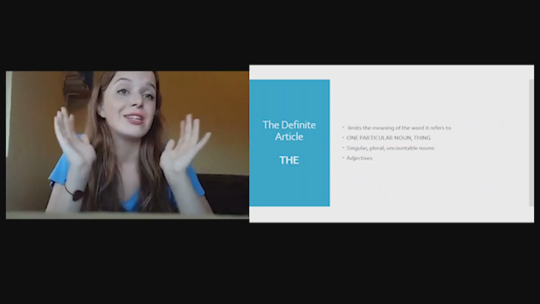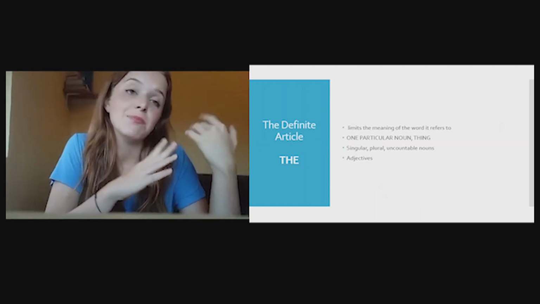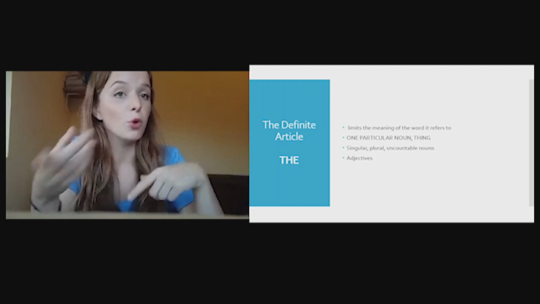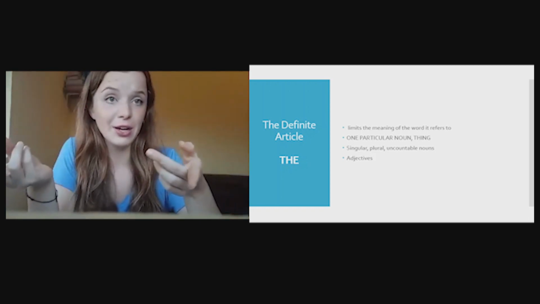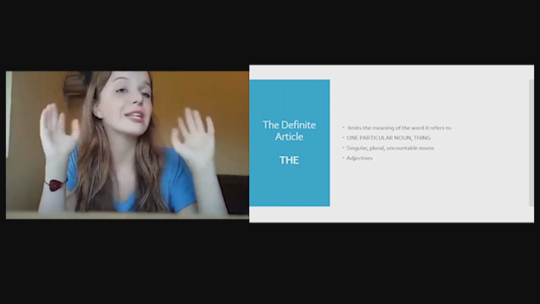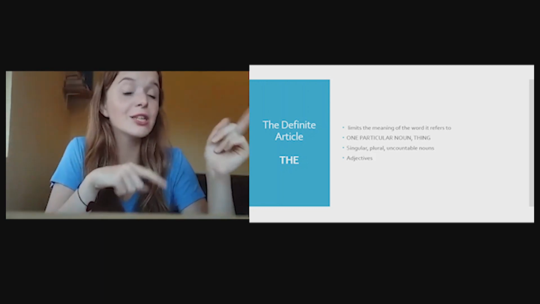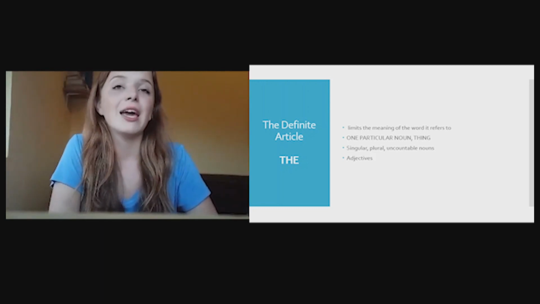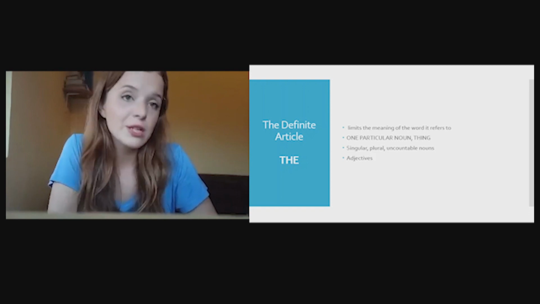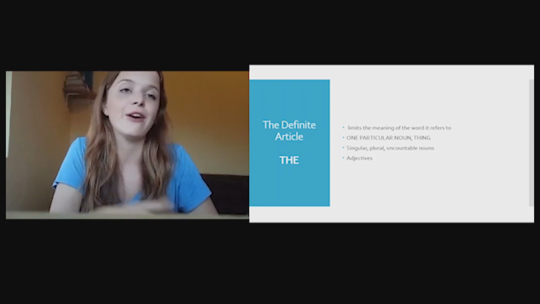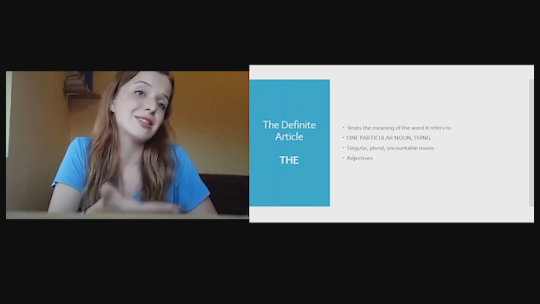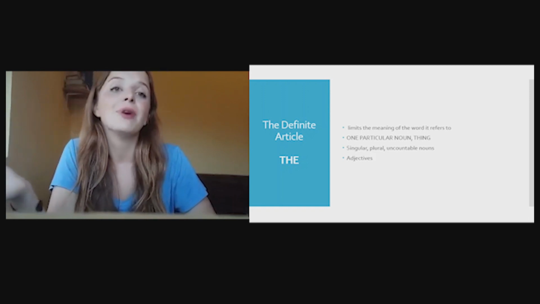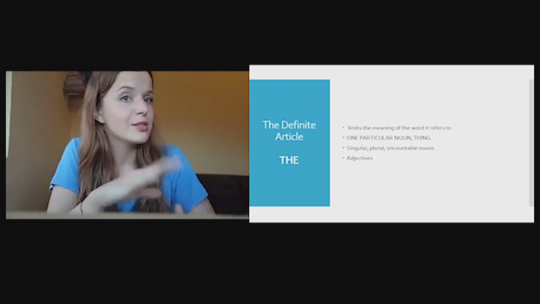Definite article, or the, limits the meaning of a word. For example, if you say a book with an indefinite article, you refer to the whole category. But if you say the book, you refer to the specific one, to a specific item. And your interlocutor will always know what you're talking about because you have previously mentioned it, or it's clear from the context, or it's visible, you can point it out. But it's important to know this difference.